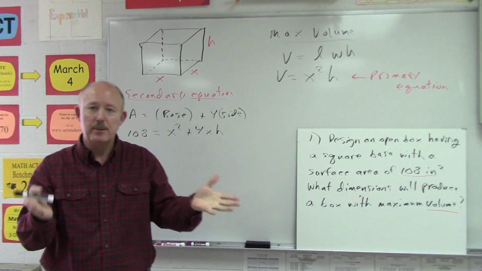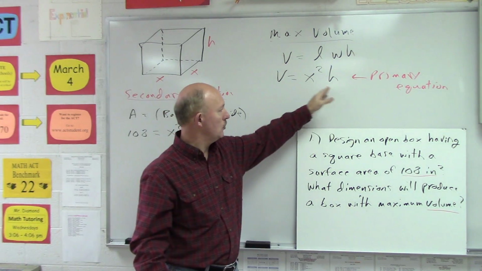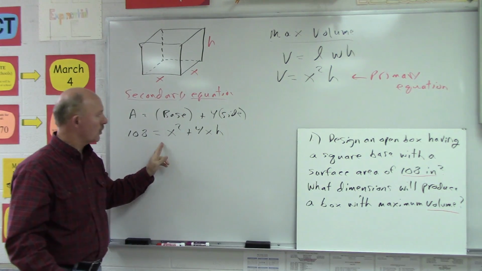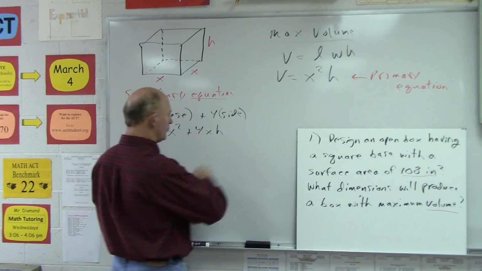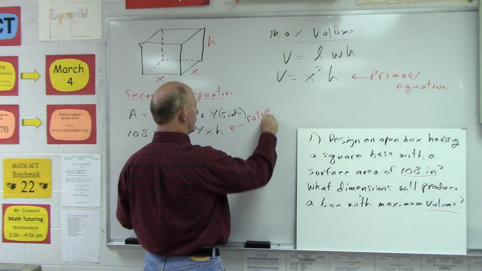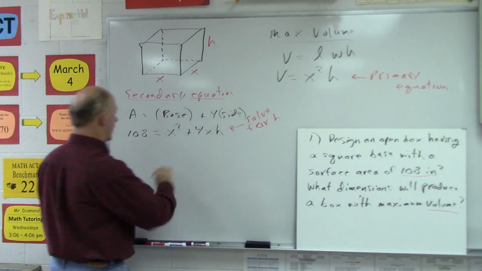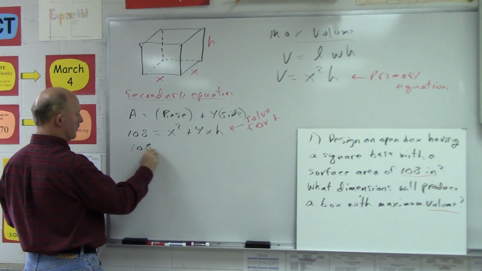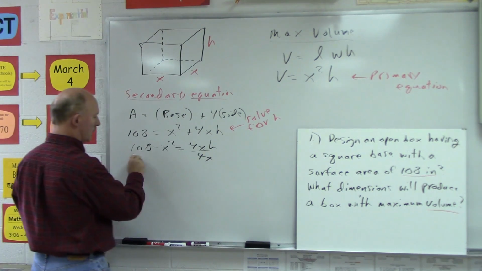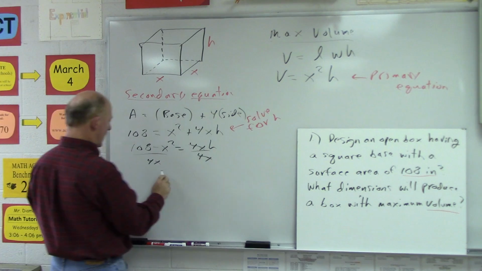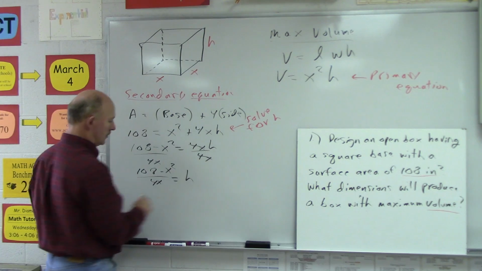Now keep in mind, some optimization problems you don't need a secondary equation, but this one we do. You've got 2 different variables, so we're going to have to use this equation to eliminate h in our primary equation. So let's solve this for h. Move the x squared over, so it'll be 108 minus x squared equals 4xh. Divide both sides by 4x. And this gives us 108 minus x squared divided by 4x equals h.